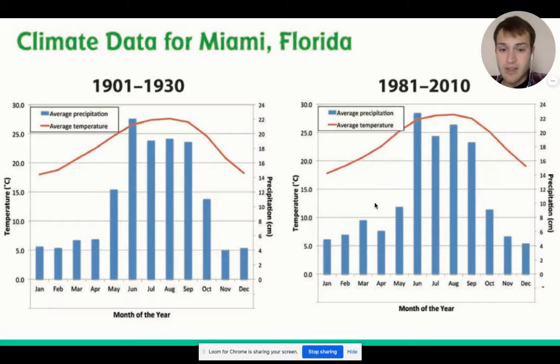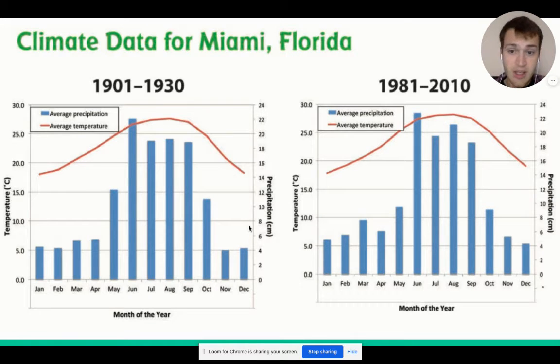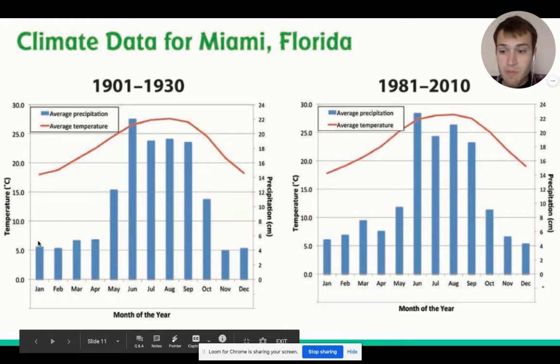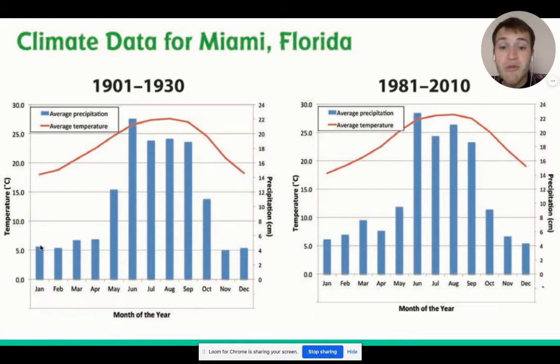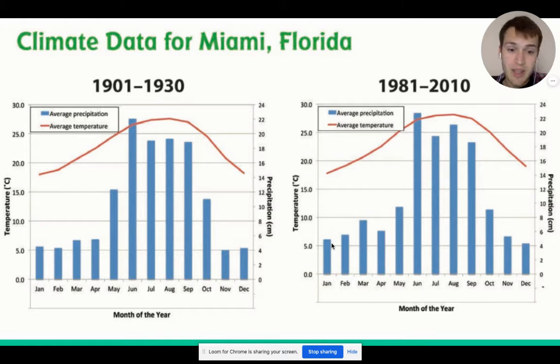So in class, we talked about this data and we looked at what differences there are between these two graphs. Some major differences: generally, the average temperature is higher in this graph, only a little bit, but still higher. And for each month, the average precipitation was different. For example, January, here the average precipitation was around 4 centimeters, while here the average precipitation in January was about 5 centimeters.